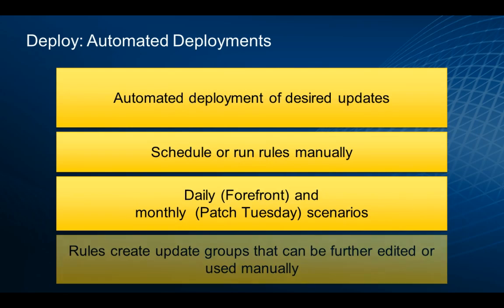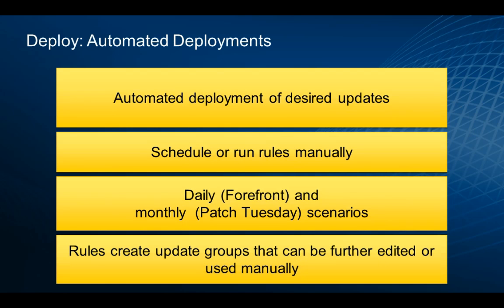With respect to automated deployments, this is a very important feature, primarily focused in a use case scenario around Forefront Endpoint Protection, but the concept is very simple. Based on certain products, severity levels, categories, languages, however you slice an update category, we can automate the processing and deployment of those updates. These can be individually scheduled or run manually, and for things like Forefront, they might be done daily or even every 4 hours or 8 hours.